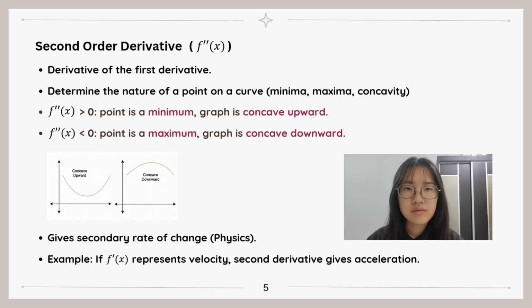Second-order derivative, denoted as f double prime of x, is the derivative of the first derivative. It is used to determine the nature of a point in a curve. If f double prime of x is greater than 0, the nature of the point is minimum and the graph is concave upward. But if it's less than 0, the nature of the point becomes maximum and the graph is concave downward.